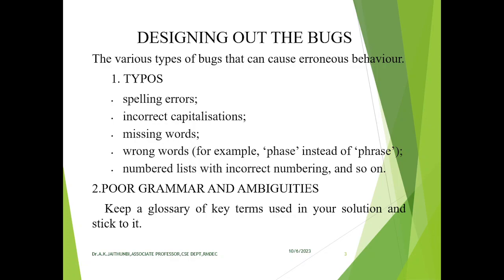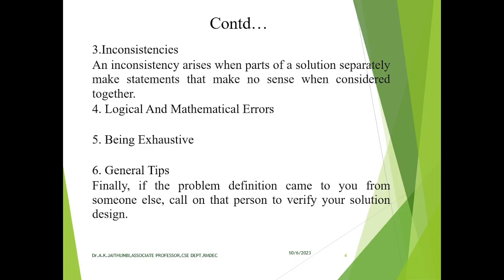The next one in designing out the bugs is poor grammar and ambiguities. Like typos, some types of grammatical error are quite easy to locate and correct. It's easy to find the mistake in this sentence, right? However, some grammatical errors are quite subtle. After having a coin inserted, the user will be able to push the turnstile. Right. So we are supposed to read the sentence and identify the mistake and correct it. And we should avoid the ambiguity.